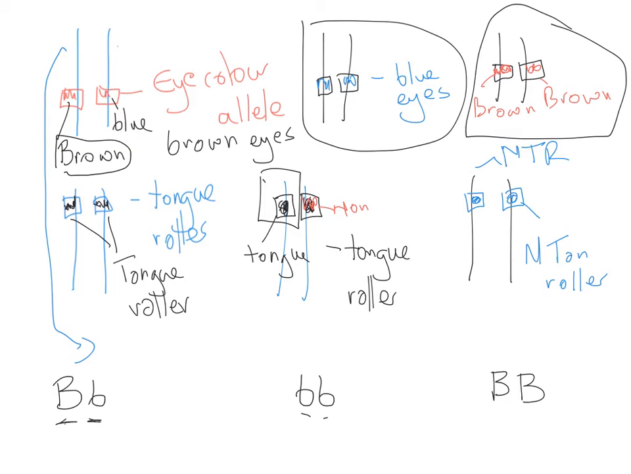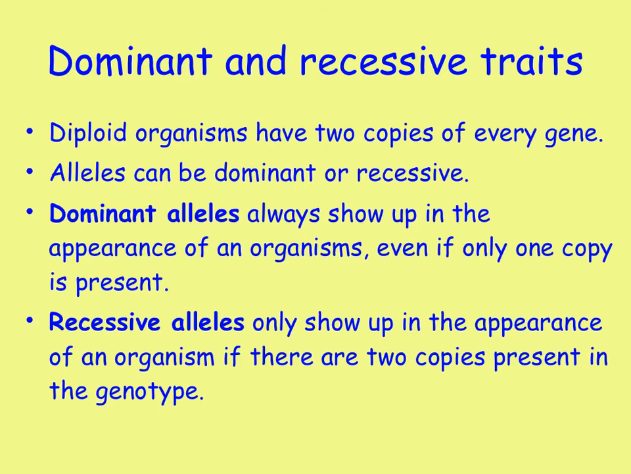If I was to look at the tongue roller here, this individual's got the 2 dominant genes or alleles, so that would be written as a capital T, a capital T. This individual over here has got a tongue roller gene and a non-tongue roller allele, and therefore we would write it capital T, little t. And then over here we've got the 2 recessive, so we would just write that as little t, little t. That's just putting together dominant and recessive traits.